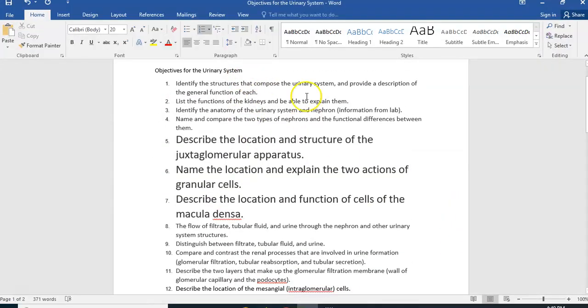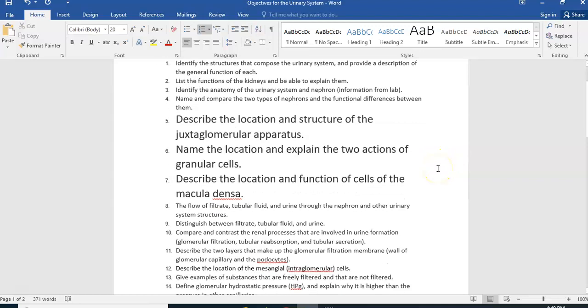So the first video we talked a little bit about the general functions of the urinary system and the kidneys. We've got a little bit of information about nephrons. So this video we're going to talk about a structure that you didn't identify in lab, so it's a new structure, but one that we need to be familiar with because it'll have a role in the physiology that we're going to talk about with the kidneys.